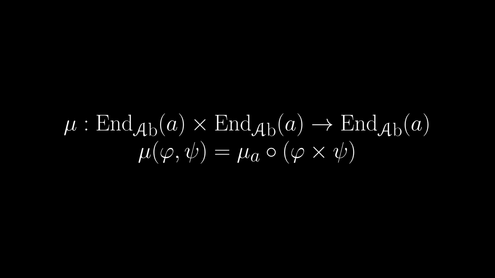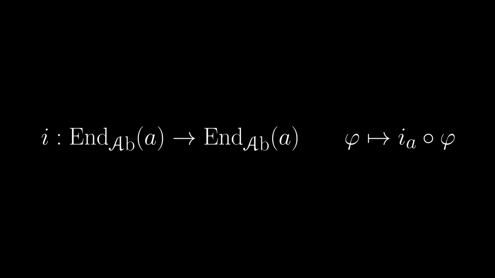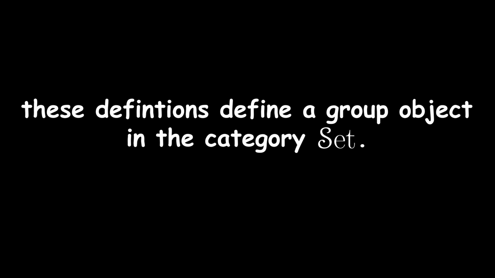Define mu from End_AB(A) cross End_AB(A) to End_AB(A) to be the function mu of (phi, psi) equals mu_A composed with (phi cross psi). Finally, define I from End_AB(A) to End_AB(A) to be the map phi maps to I_A composed with phi. I leave it as an exercise to the listener to show that these definitions define a group object in the category Set. To complete the proof, it suffices to show that these are morphisms of groups, which is easily shown. It is also important to note here that when viewing the singleton as a group object, in which case it forms a group object in exactly one way since it is terminal, we will denote it by bold 0.